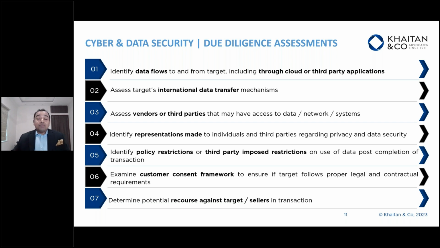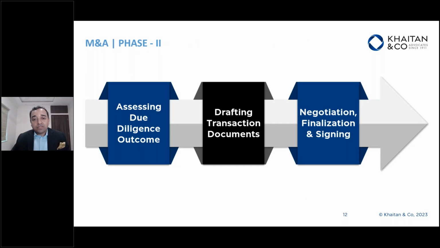And finally, the most important thing, what is your recourse against the target or the sellers in an M&A transaction? We have seen situations where the deal has happened and then there was discovery of certain incidents. What is your fallback mechanism? For how long can you go back and really claim that amount from them? This is, I think, one of the most important pillars when you're crafting this entire deal.